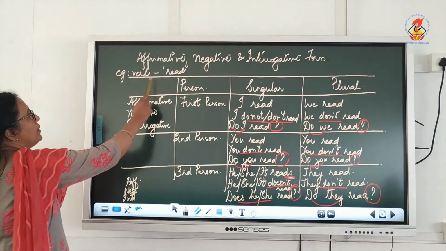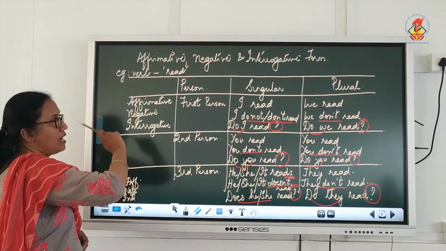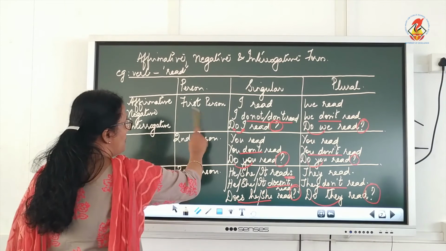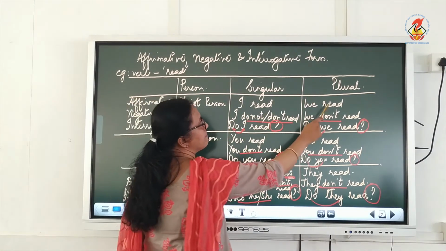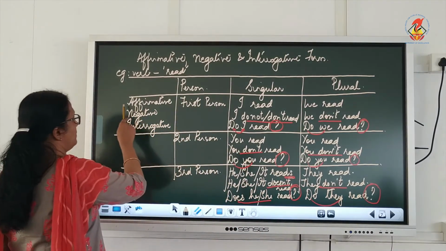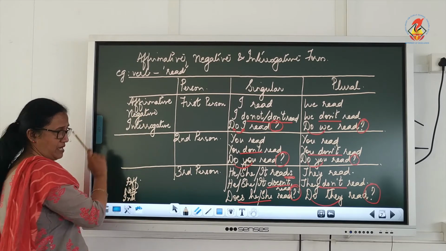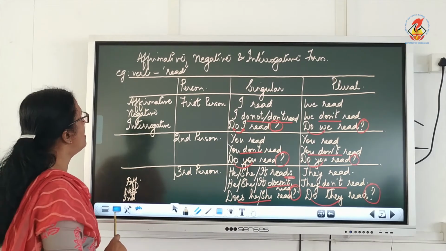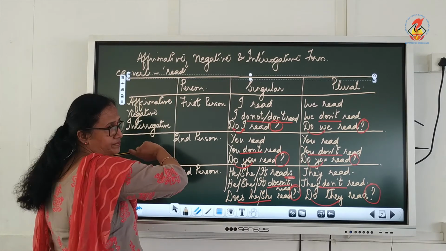Now, we are going to be dealing with the verb read here. How will you express it in the first person singular and in the first person plural? And how can each of these be expressed in the affirmative, negative, and the interrogative form? For example, we are taking the verb read.